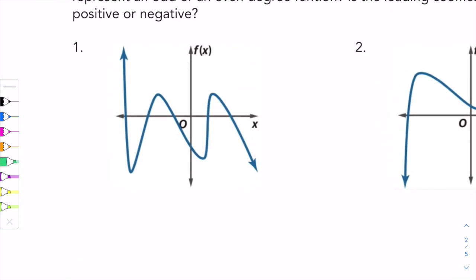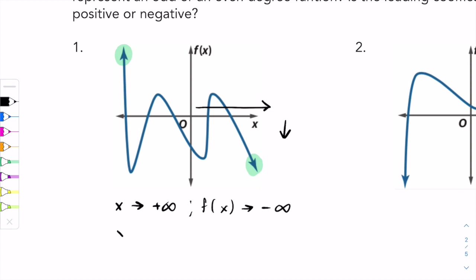So for number 1, I noticed that the end behavior is telling me as x approaches positive infinity, so as we move this way, the graph is facing down. So the function is facing negative infinity. And as x is approaching negative infinity, the graph is going up. So the function is approaching positive infinity.